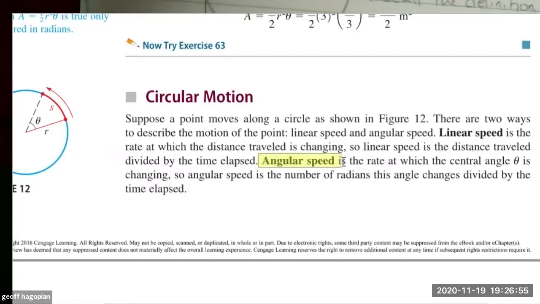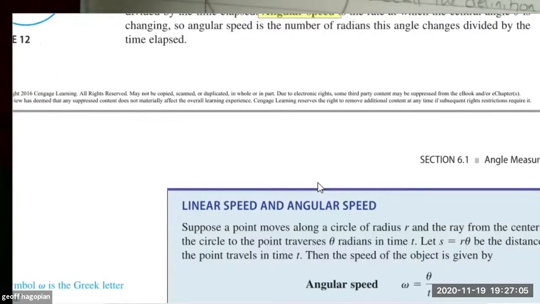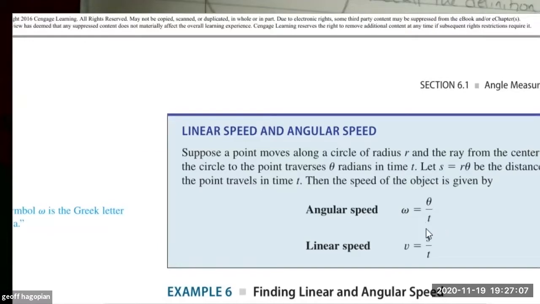Angular speed is the rate at which the central angle is changing. So angular speed is the number of radians this angle changes divided by the time elapsed, right? And you can find the relationship between angular speed and linear speed by looking at the arc length in a circle of radius r. That's going to be r theta, right? So angular speed, this is omega.